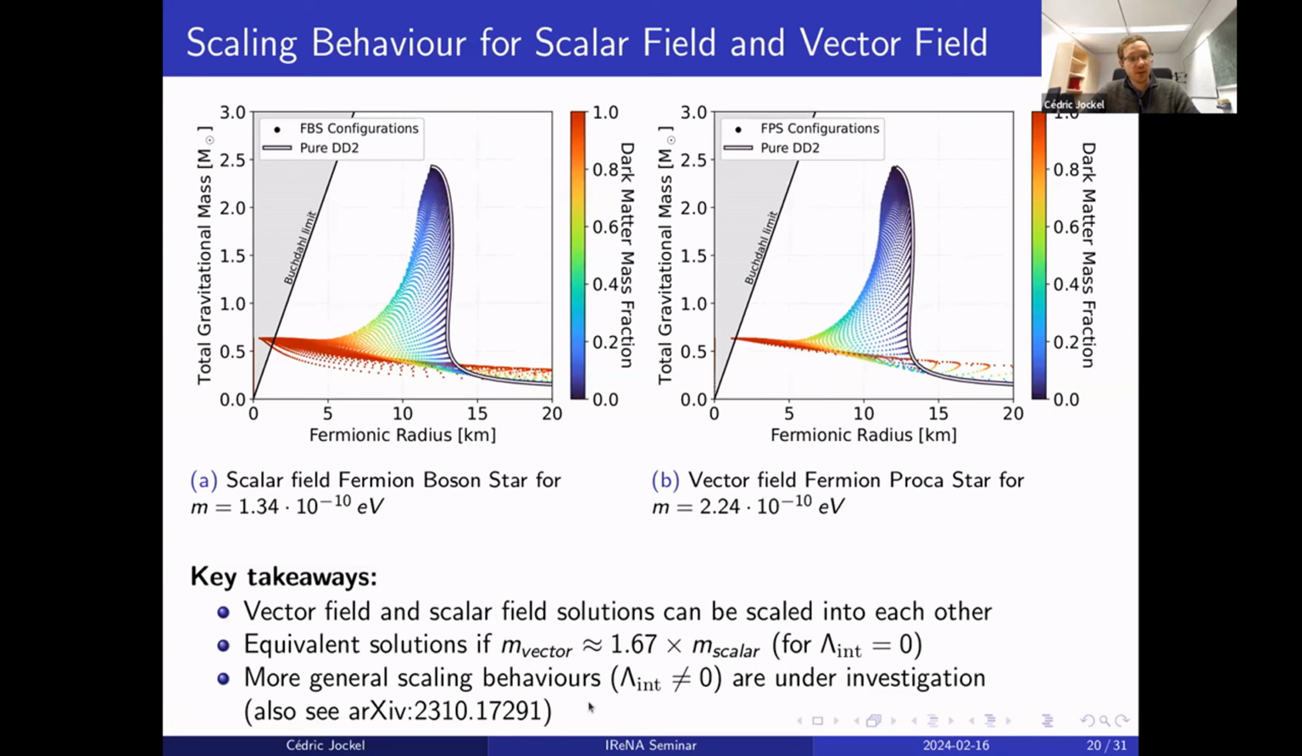And more general scaling behaviors also exist for the pure bosonic cases, the pure scalar field and pure vector field, if you also include non-zero self-interactions. This is something I'm investigating right now, which is quite interesting, because if you are able to scale one solution into the other, it might be useful numerically. The scalar field case is usually easier to implement and cheaper to compute. So you might just do all your computations with the scalar case, then scale all your parameters back once you're finished, and get the corresponding values for the vector field.